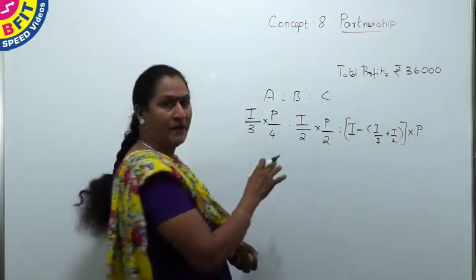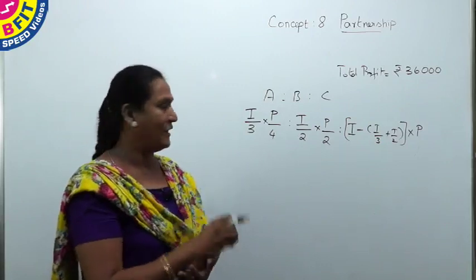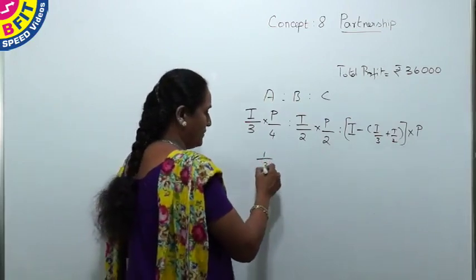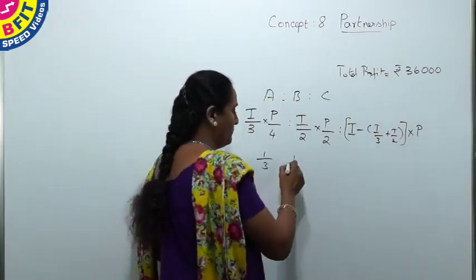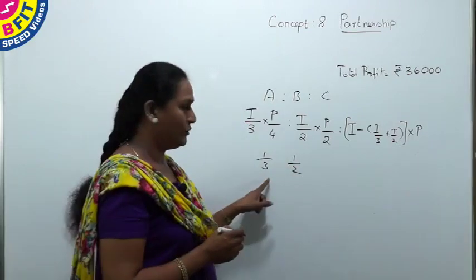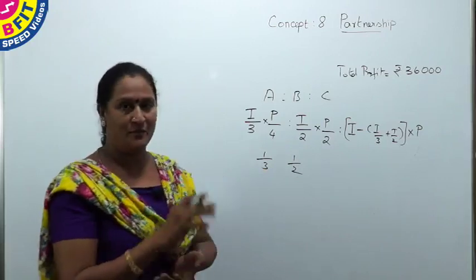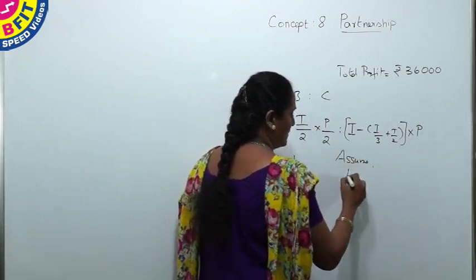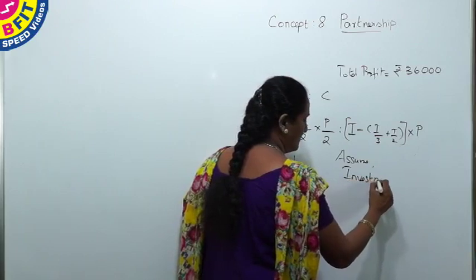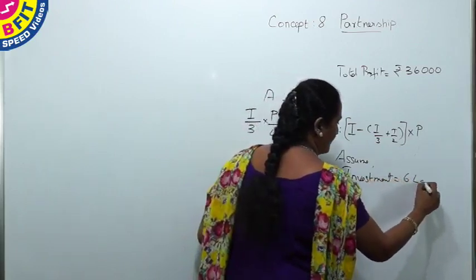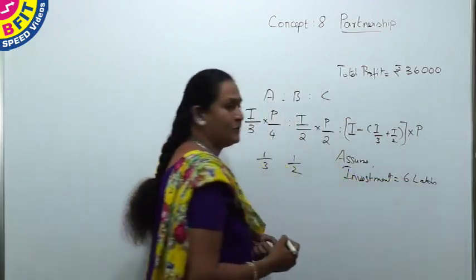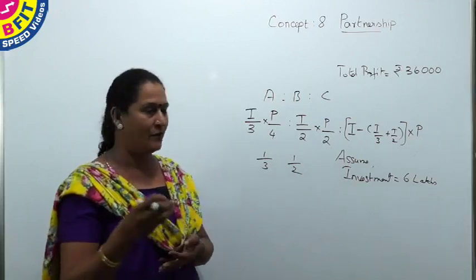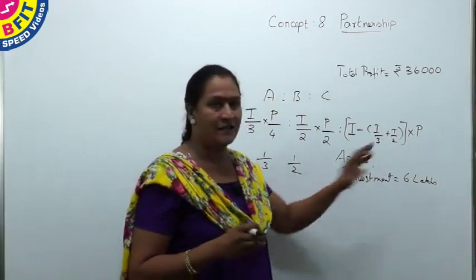So you can take the denominator LCM as the investment assumed value and the denominator for the period as the assumed period. So A is investing 1/3 of the investment, B is investing half. So denominators 3 and 2. So you take the product 6. So here LCM is the product. So you assume that investment is 6 lakhs. So here assumed investment is 6 lakhs. So you can take this as 6,000 or 6 rupees also. But for our convenience, for logic working, we take it as 6 lakhs.